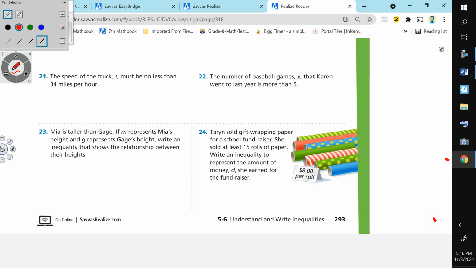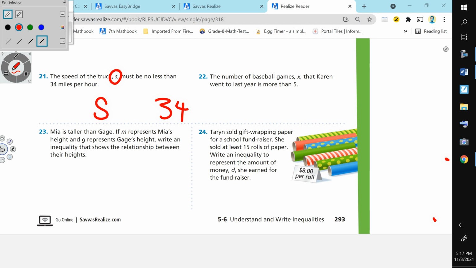All right, 21, 22, 23, and 24. So, number 21. The speed of the truck, that's S for speed, must be no less than 34 miles per hour. This is a tricky one. No less than. Some of you are going to see the "less than" and think it's less than 34. And that's going to be wrong. Let me think this through and double check. It's saying it's not less than, okay? So it's almost like the reverse of less than, which means it's going to be greater than that. It cannot, so the speed must be no less.